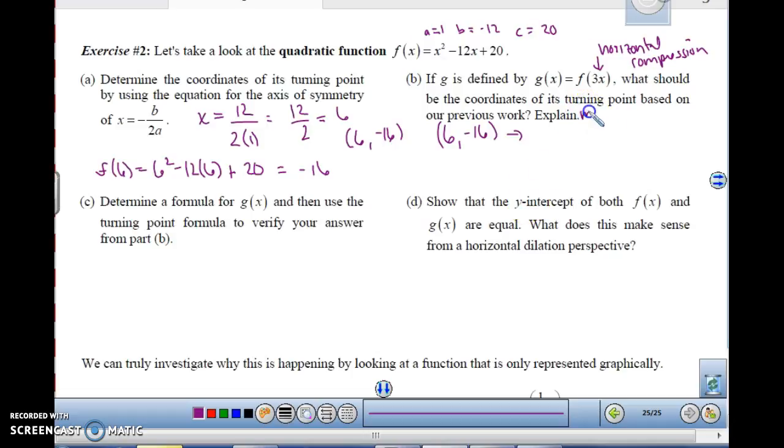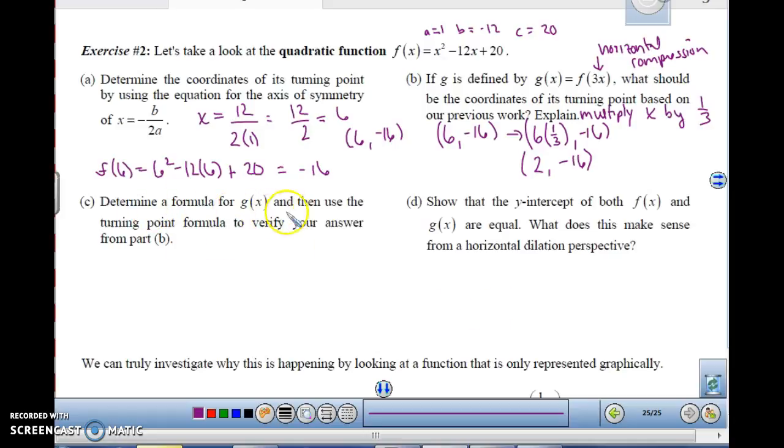So we have to multiply the x by, what is the compression factor? Well, if it's 3 here, that means we have to multiply by a third. So it's going to be 6 times a third, negative 16. 6 times a third is going to be 2, negative 16. So since this is a whole number, it's going to be a compression, we are multiplying it by a factor of 1/3. So for g of x, the vertex will be at (2, negative 16).